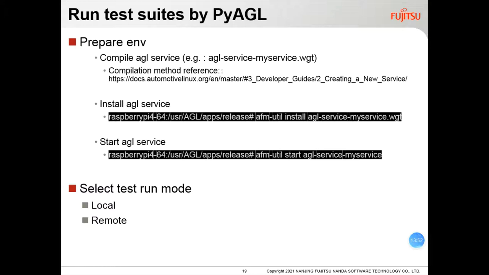You should prepare the environment before running the test, such as compiling your AGL service for your board. Compile details can be found from this menu. Then install your AGL service in your board and start it. This is the command. Then you should select the way to run the test. There are two ways to run the test, local and remote.